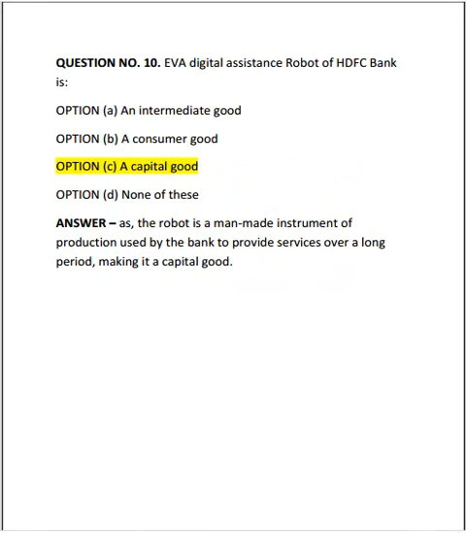Question No. 10. EVA digital assistance robot of HDFC Bank is. Option A. An intermediate good. Option B. A consumer good. Option C. A capital good. Option D. None of these. Answer. As the robot is a man-made instrument of production used by the bank to provide services over a long period, making it a capital good.